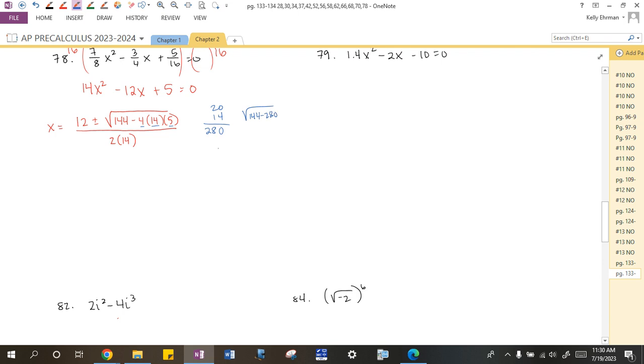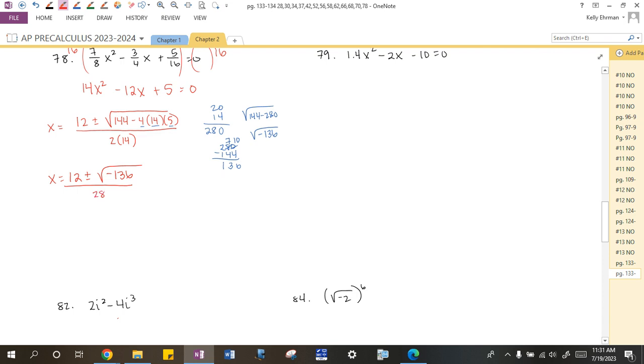Back to subtraction again. Just subtract 280 and 144, and know that the answer is going to be negative, whatever you get when you subtract. If you need to show your borrowing, then show it. 10 minus 4 is 6, 7 minus 4 is 3, 2 minus 1 is 1, negative 136. Okay, 12 plus or minus the square root of negative 136 all over 2 times 14 is 28.